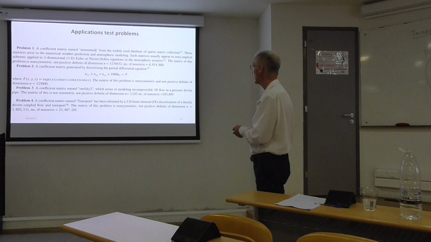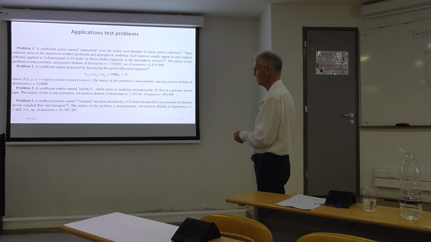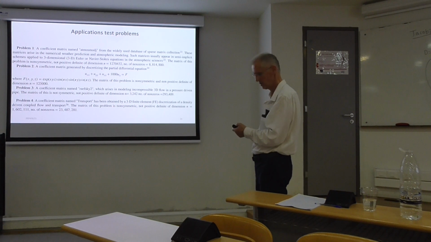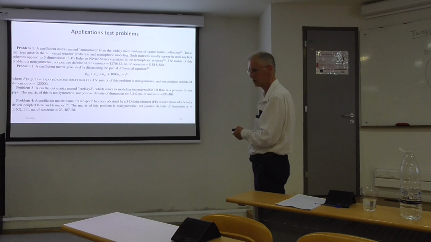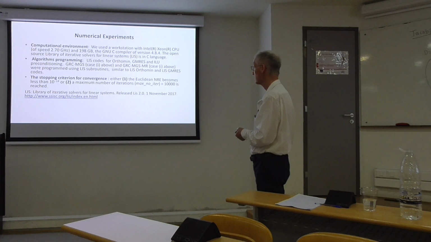Dimension, for example, for the Advanced problem, dimension is 1.2 million, and the number of non-zeros in the matrix is 8. Here, dimension is 1.6 million, and the matrix needs to store 23. So it's a lot more. And the vectors are dense. Vectors are dense, yes.